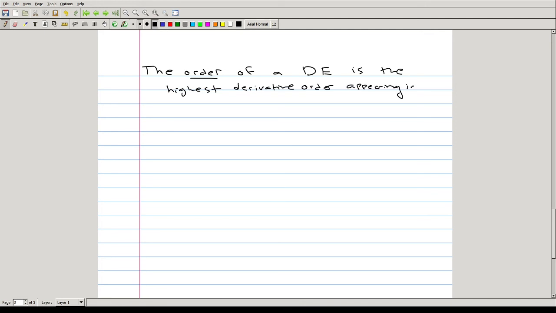So the next classification that we can make is the order of the PDE, and you might be familiar with some of these classifications from a previous class. I just want to make sure that everyone is on the same page. So the order of a differential equation is the highest derivative order appearing in the differential equation.